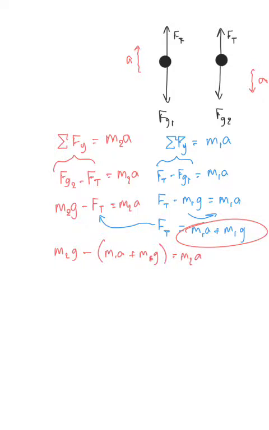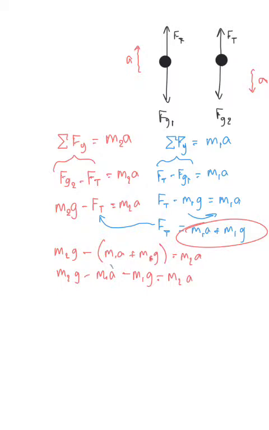Now, this whole equation has an a in it in two separate places, right here and right here. And the a is what we're solving for, so we want to move all the terms with an a over to one side of the equation and factor it out, and that will allow us to solve for the a. So let's distribute this minus sign into the parentheses. So we have m2g minus m1a minus m1g equals m2a.